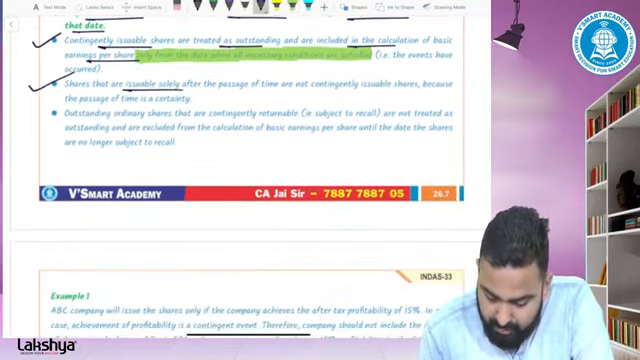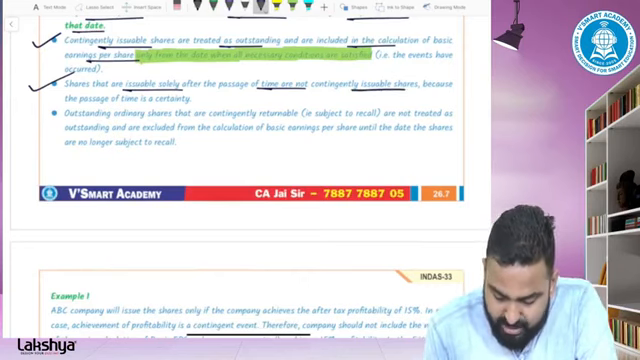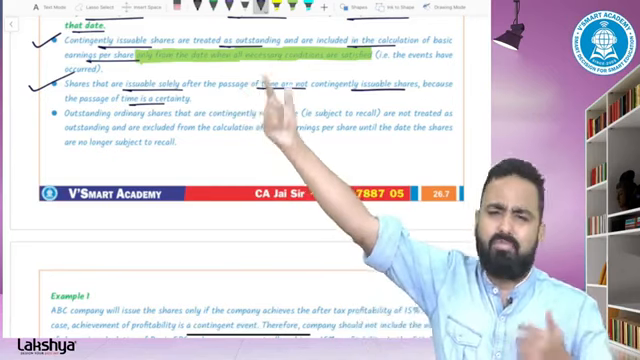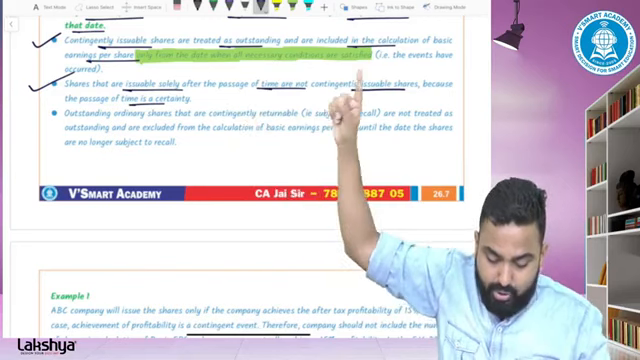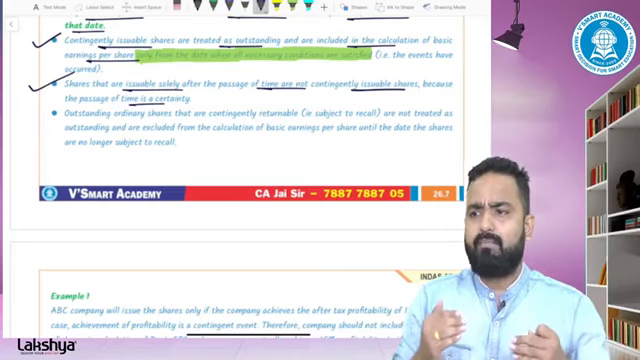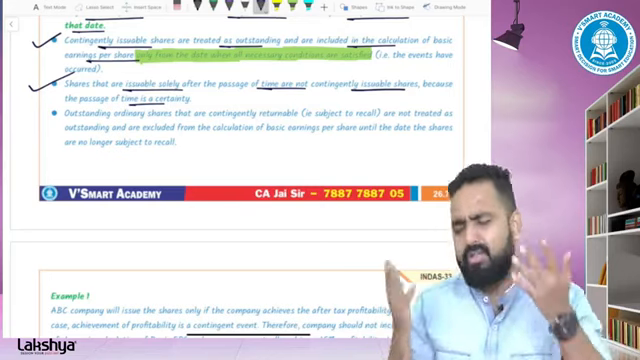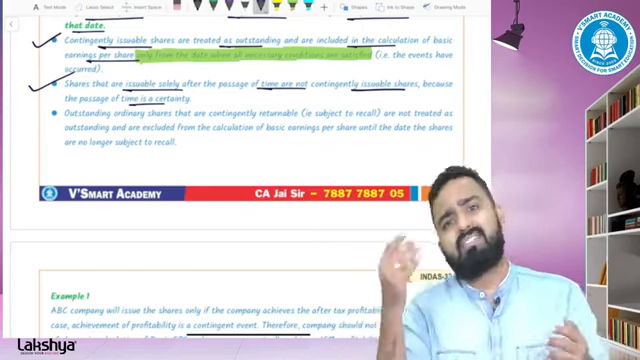Shares that are issuable solely for the passage of time are not contingently issuable shares, because the passage of time is a certainty. Now, let me explain. Shares that are issuable solely for the passage of time. Like I told you, suppose I took over your business, or no, not the business. Let's forget that. Suppose I purchased one asset.